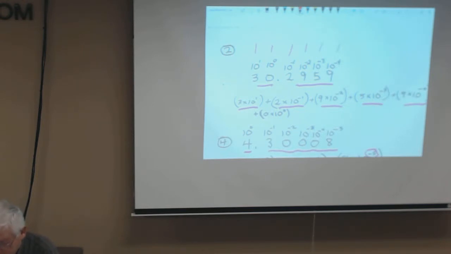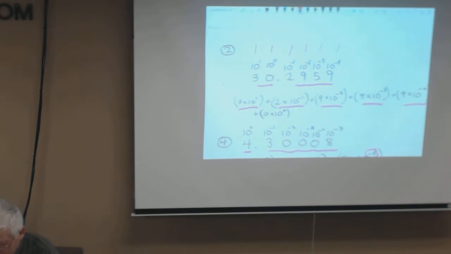3 is 10 to the first. 0 is 10 to the 0. 2 is 10 to the negative 1. We're looking at problem number 2. 9 is 10 to the negative 2. 5 is 10 to the negative 3. And 9 is 10 to the negative 4.